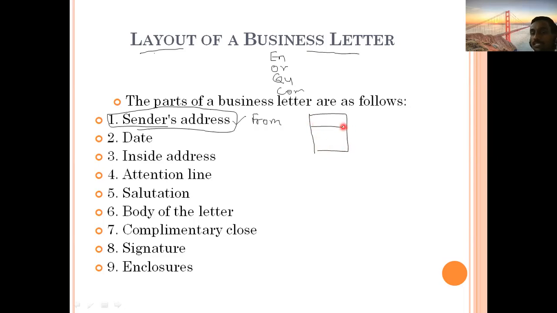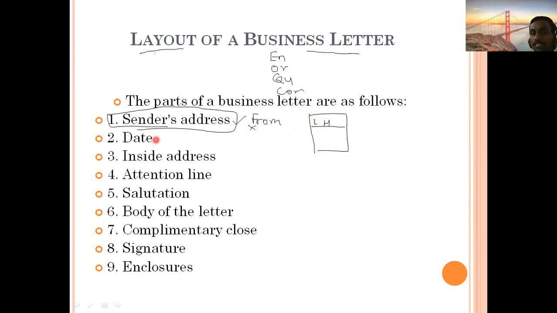What I told you earlier: on this letter pad, whose address is already there? The sender's address. Name of the company, their address, contact number, email, fax, and everything is provided there. So the sender's address you need not write. It is already there in the letterhead. It must be there, but in the form of a letterhead. You are not going to write it manually or type it at all.